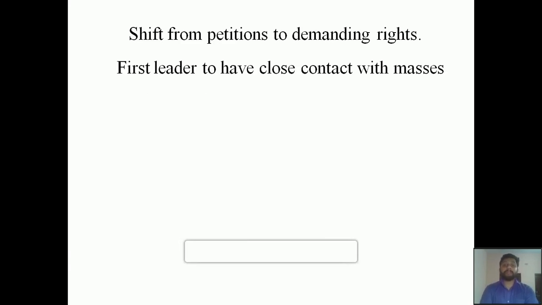Then again, he was the first leader to have close contact with the masses. A person who had very good close contact with the masses for the first time in the history of politics was Bal Gangadhar Tilak. So it was his main contribution to the field of demand for Swaraj.